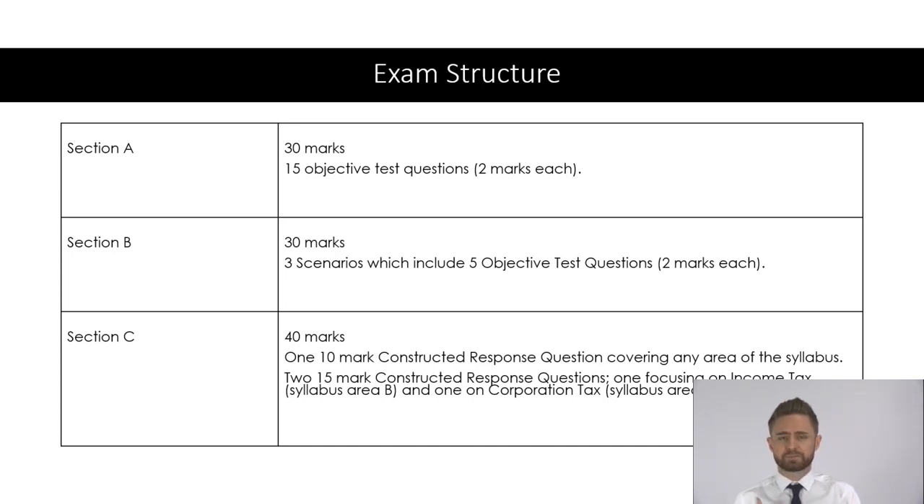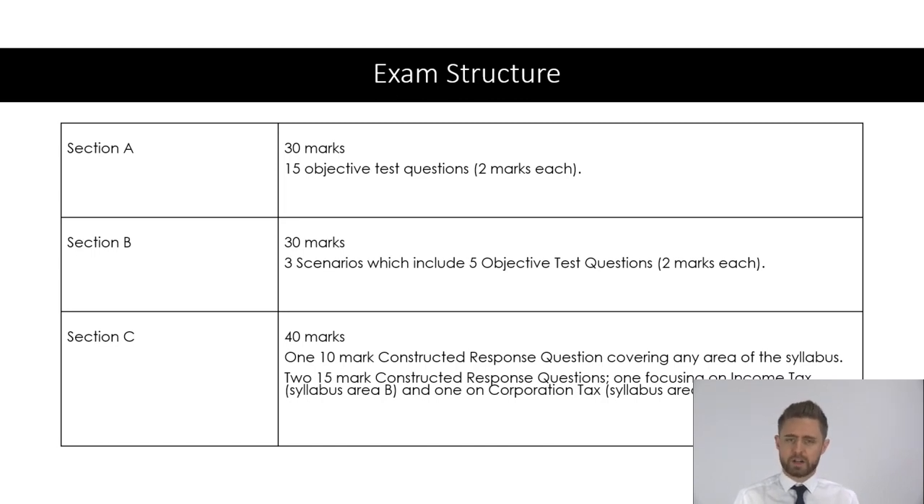In section A, it is any topic area that can come up. So as I've said to you guys before, any topic area can be very easily tested because, you know, a 2-mark question isn't a lot of effort for the examiner to write. So you need to make sure you've got good coverage on all of those topic areas.